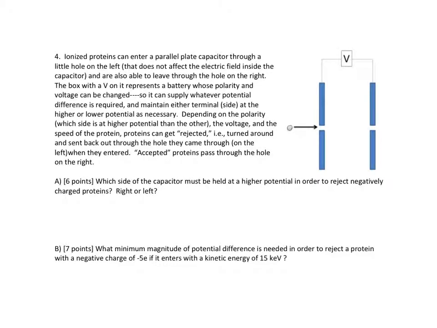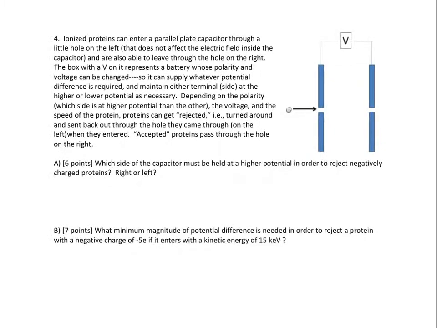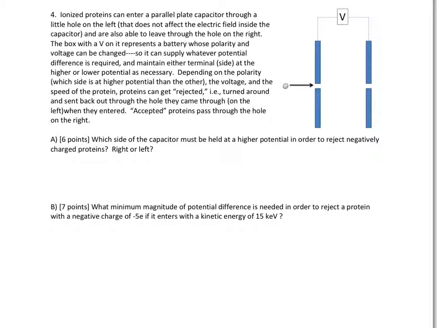Okay, this problem is a little tricky. The calculations don't turn out to be very difficult. However, the reasoning can be conceptually a little tricky. First, let's look at part A here, asking which side of the capacitor must be held at a higher potential in order to reject negatively charged proteins.